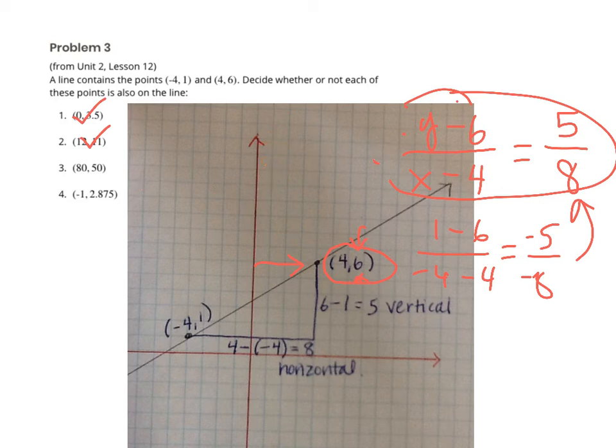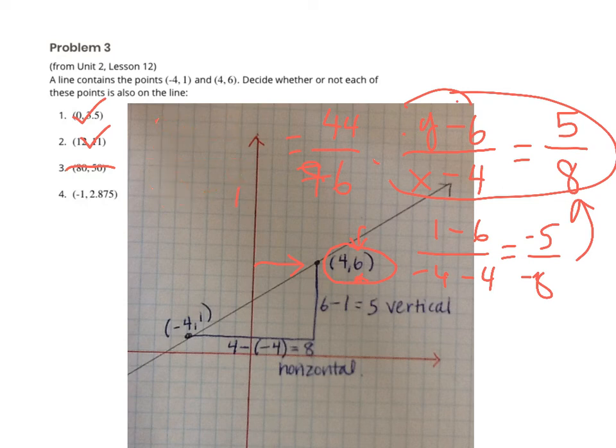Now let's test C. So we have 50 minus 6 over 80 minus 4, and that gives us 44 over 76. And there is no number we can multiply both 5 and 8 by to get to 44 and 76. So because we can't use the same scale factor, we could never make a slope triangle that would fit on that line. This ordered pair does not work.